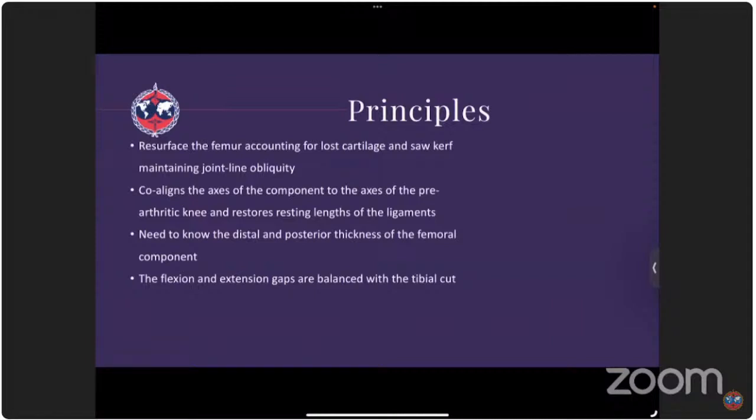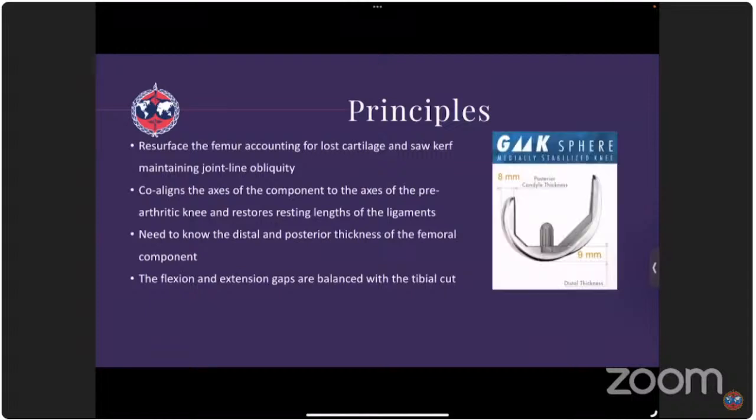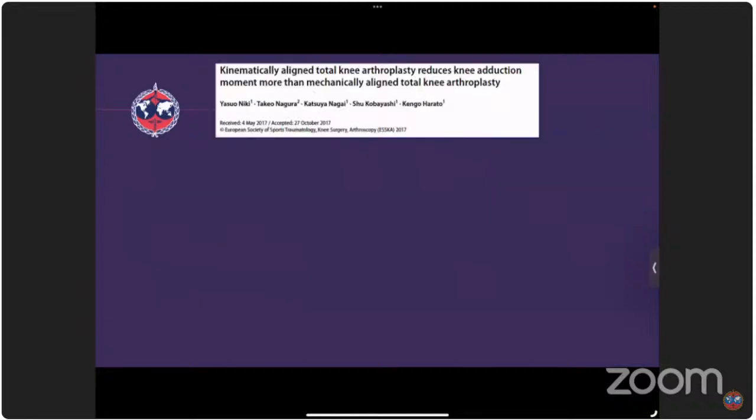So we basically resurfaced the femur, accounting for lost cartilage and saw curve, maintaining joint line obliquity. We co-align the axes of the component to the axes of the prearthritic knee and restore resting lengths of the ligaments. You need really to know the design of your implant and the thicknesses of especially the distal and posterior femoral condyles. The flexion and extension, as Seb has mentioned, are balanced through the tibial cut.